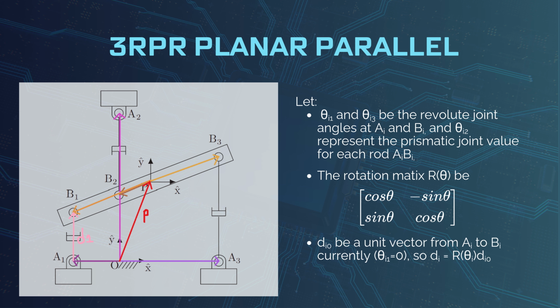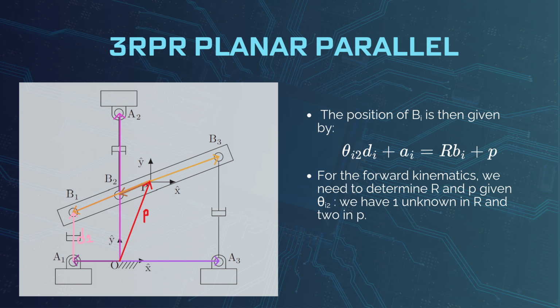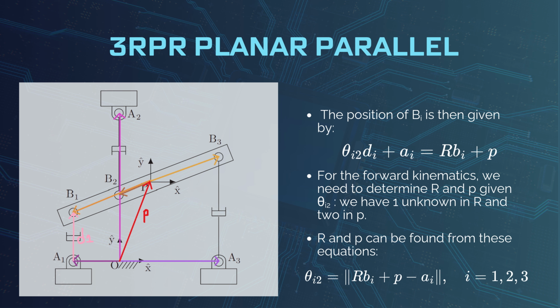di0 can be a unit vector from Ai to Bi. Currently, theta i1 is 0, so di is R(theta i) di0. So the position of Bi is given by this equation: theta i2 di plus ai is R bi plus p. For the forward kinematics, we have to determine R and p given theta i2. We have one unknown in R and two unknowns in p. R and p can be found from these equations. Theta i2 is the magnitude of R bi plus p minus ai.